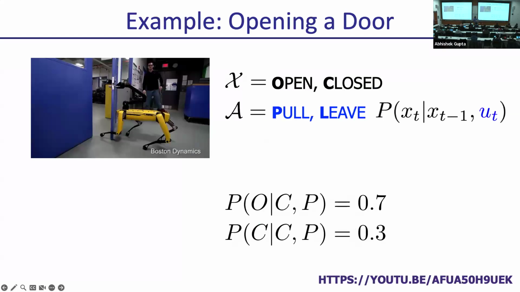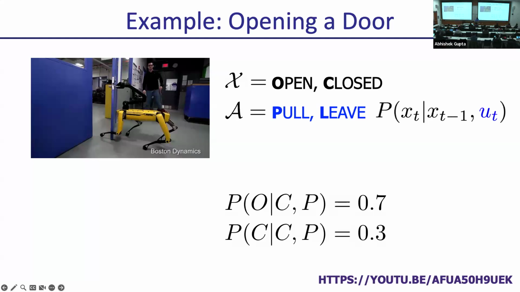Okay, so let's start by thinking about this example, which is you have a robot trying to open a door. The state of the door can either be open or closed. So that is the state of your world. There's two states, open and closed. And you have two actions, which is to pull the door or to leave the door. Your system is going to transition between open and closed when you take actions pull or leave. When you say C, it's going to be closed. When you say O, it's going to be open.